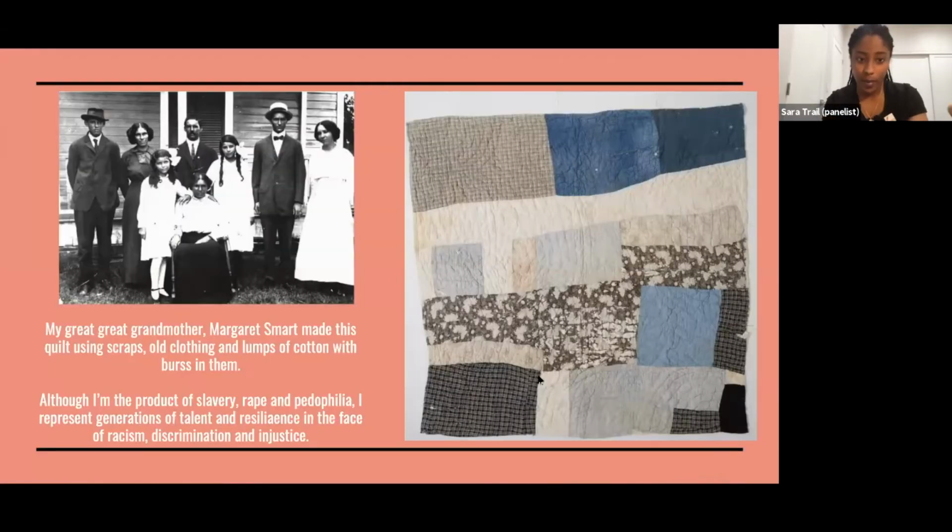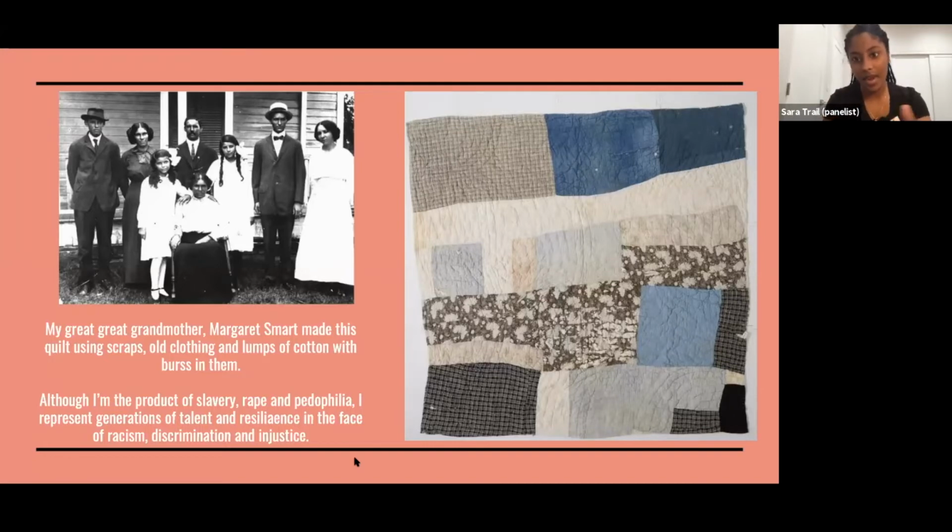So, a little backstory. My great great grandmother, the woman pictured in the middle, was an Ethiopian slave who was bought at the age of 13 by a Confederate soldier, a white man who raped her, and she bore him a lot of kids. Knowing that I'm a product of slavery, rape, and pedophilia, directly, I recognized that not only was she owned, but she was also a quilter.